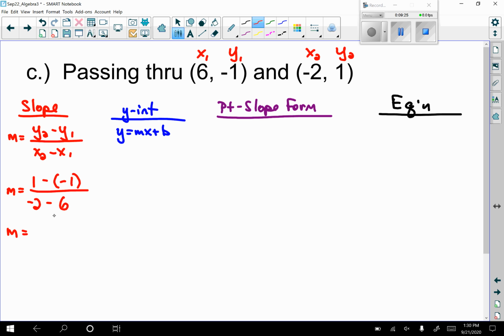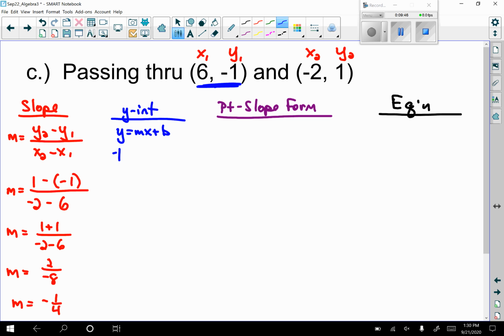So I'm going to get 1 plus 1 up top, just to show that change. So I'm going to get 2 over a -8. Simplify your slope always, so we're going to get a -1/4. All right, now since I have 2 points, it really doesn't matter which one I use. I'm going to go ahead and use this first one here.